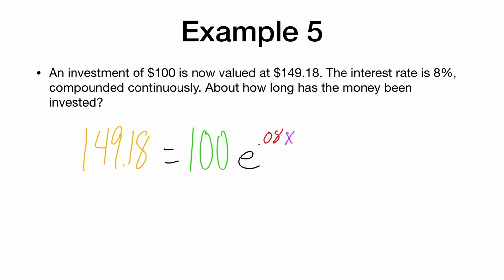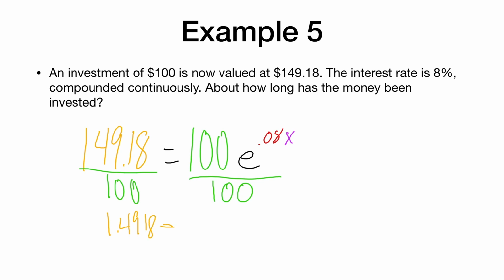So let's talk about our problem-solving process. The first step is what we've been doing almost every time, dividing by 100. This ends up meaning that what we have is 1.4918, and that's going to equal e to the 0.08x. Now our next step is we want to get that 0.08x out from being an exponent. And we do that by turning it into a log. But because we have log base e, we rewrite that as ln, or natural log. So we will write ln 1.4918 is equal to 0.08x.